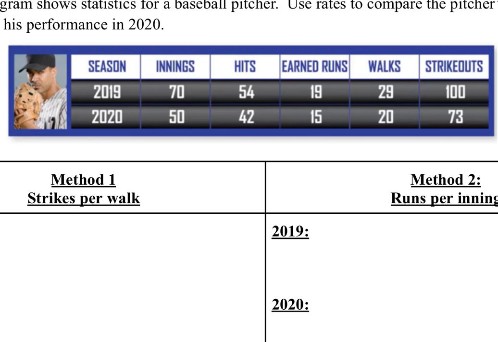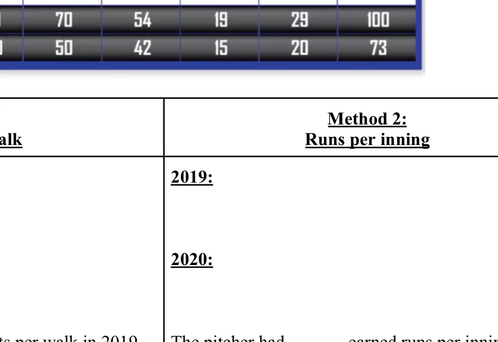He let in 19 runs here in 70 innings. He let in 15 runs here out of 50 innings. I can choose different things to compare. There's no right or wrong here, all right? As long as it's on the diagram, you can't make something up. That's about it. So we're going to pick one. Do you guys want method 1 or 2 today? 2? I heard a 2 first, sorry. We're going with 2. All right, runs per inning.